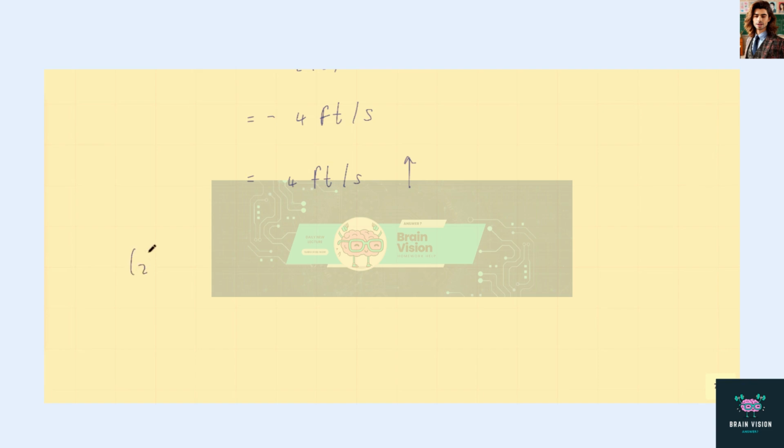Now, if we rearrange equation 2, we get the acceleration of A to be minus 2 times the acceleration of B. And since we know the acceleration of B, we can calculate this to be minus 2 times minus 3, which gives us the acceleration of A to be 6 feet per second squared, and this is positive, so this is downward.